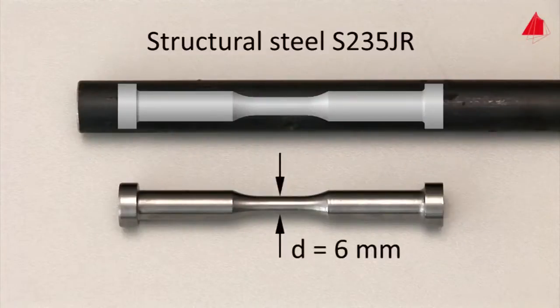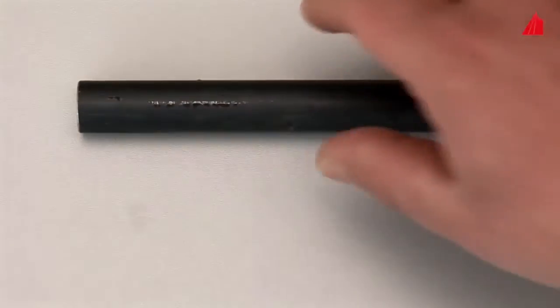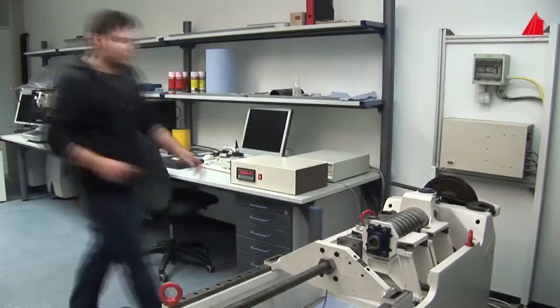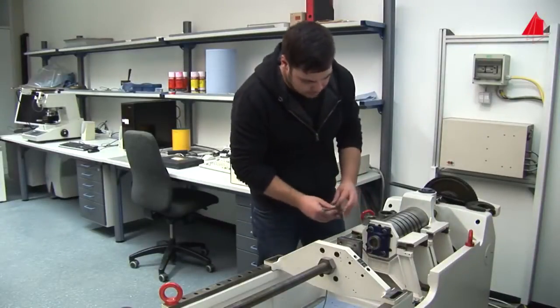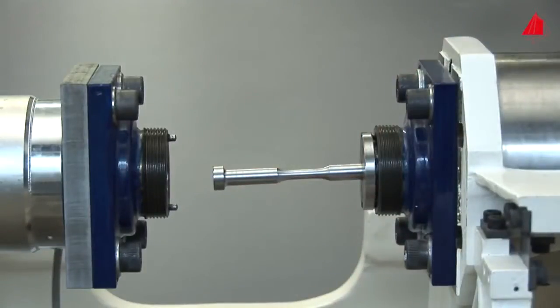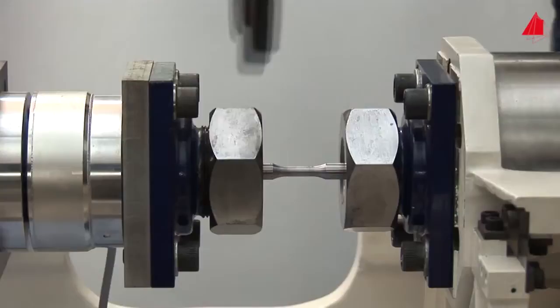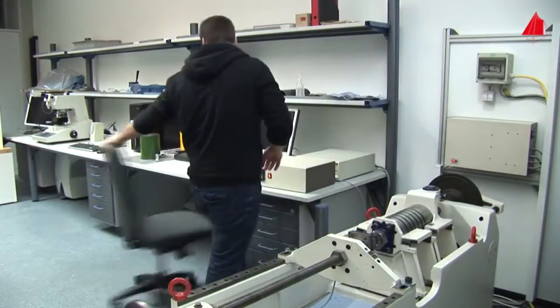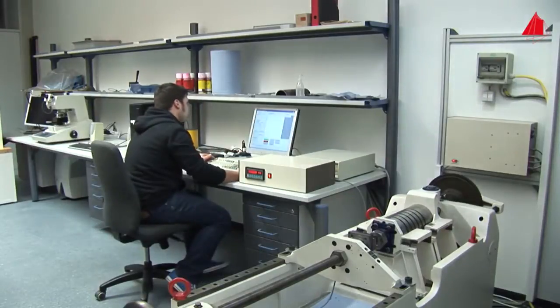The actually tested region is cylindrical with a diameter of 6 millimeters. The material tester goes to the workshop to get 10 specimens manufactured from the rods, not just one. All of the specimens are as identical as possible. Back in the lab, he has all specimens ready for use and picks out the first one.